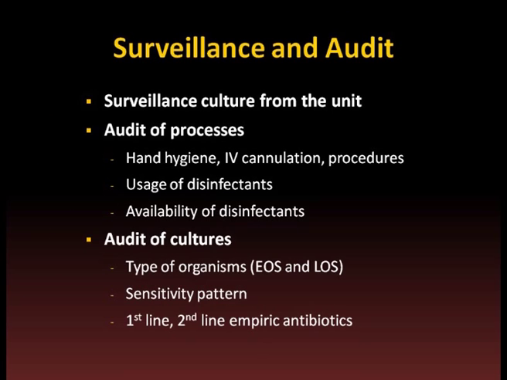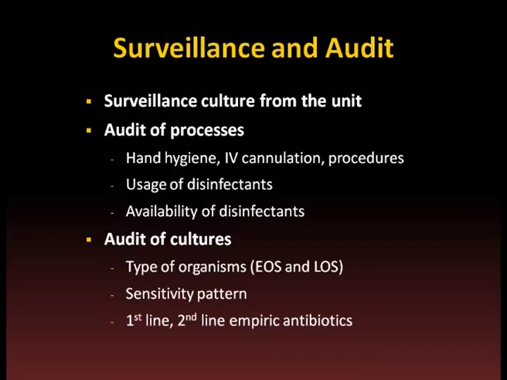Surveillance and audit of the cultures is an important aspect to restrict the usage of antibiotics. Surveillance cultures should be done from the unit, and we should try to audit processes such as hand hygiene, IV cannulation procedures, usage of disinfectants, and availability of disinfectant in the NICU. This would help us know the burden of infection in our unit, and if we know our burden, we should try to decrease it by preventive steps rather than by treating the infections. It is also a must that we audit our cultures.